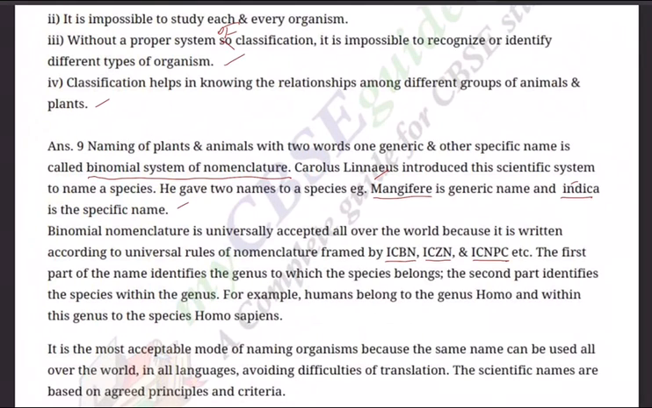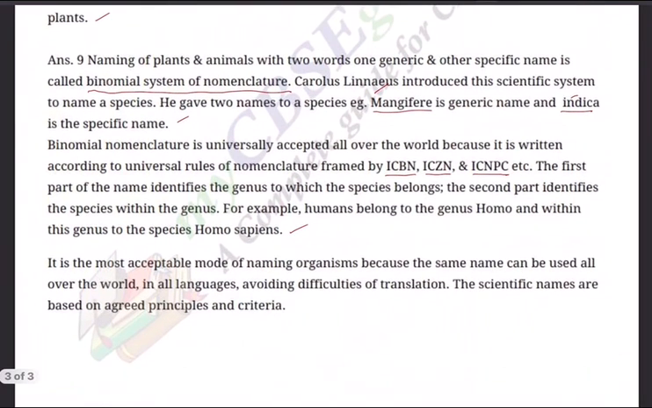The first part of the name identifies the genus to which the species belongs. The second part identifies the species within the genus. For example, humans belong to the genus Homo and within this genus to the species Homo sapiens. It is the most acceptable mode of naming organisms because the same name can be used all over the world. Look at that. When we say Homo sapiens, the entire world understands, in all languages, avoiding difficulties of translation.